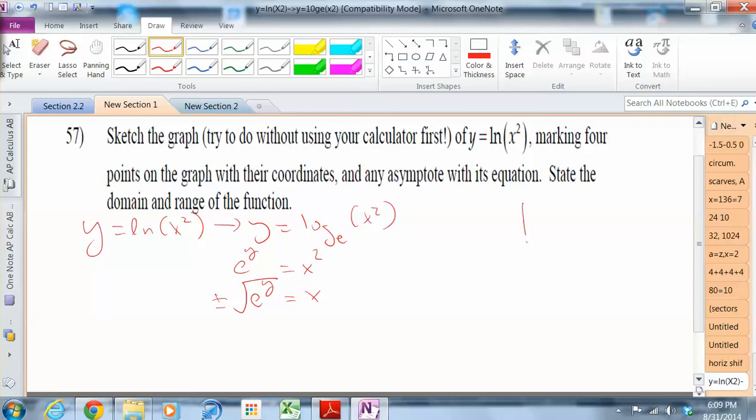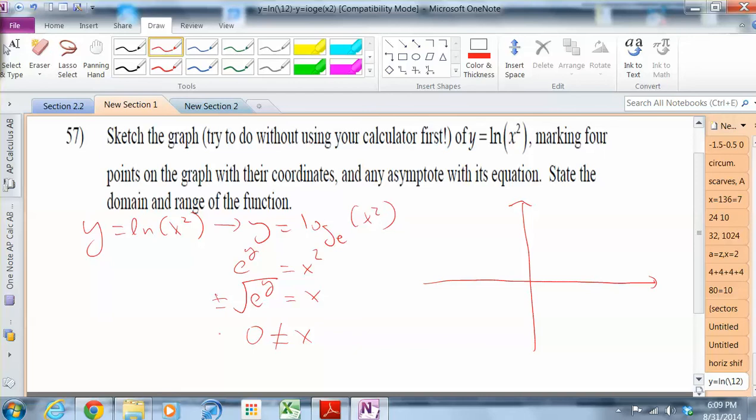Now, if we carefully think about it, there's no way that x squared or x itself can ever equal 0. Because how can you take a number like e, which is roughly 2.7, raise it to some power and make it 0? That can never happen.